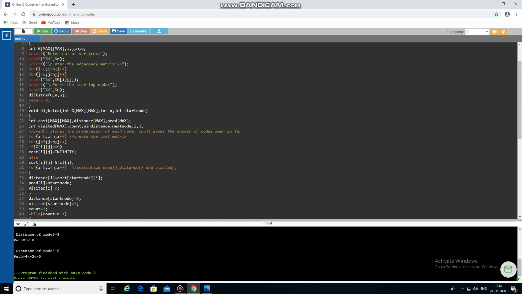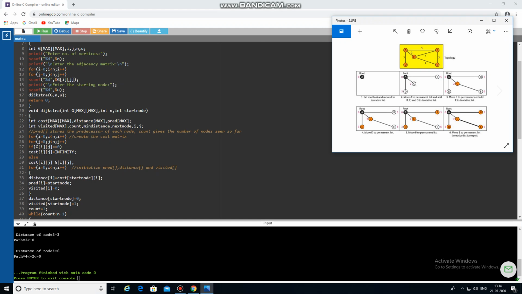For node 5 or node 4, or E, we have different paths. We can go from A to B, then E, A to C, C to B, then E, or A to C, then E. Right? So among all these paths, I select the shortest path, that is from A to C, C to E. Right? So the shortest path is A to C, C to E. So the value of the cost is 6. Same values are present in your output.